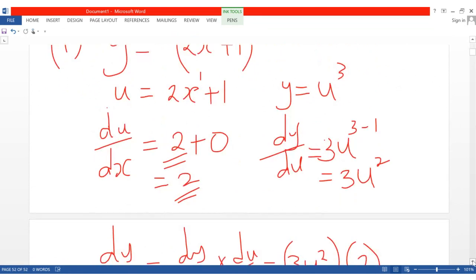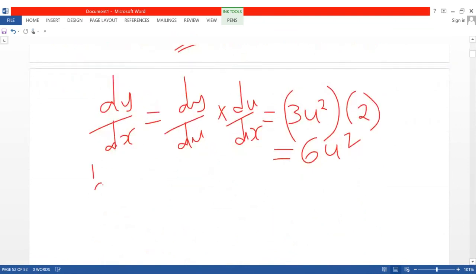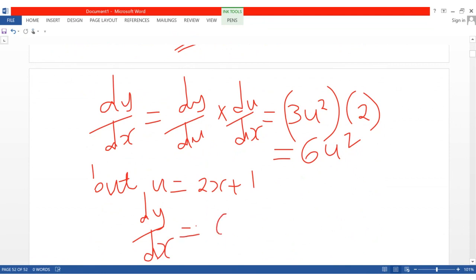But u is equals to 2x plus 1. So dy all over dx will be given by 6 and then 2x plus 1 squared. So that's how you do it. You're introducing a u for polynomials or algebraic functions with the function in bracket. You leave the power in terms of u, and then you differentiate, multiply the two, and then you replace back the value of u.